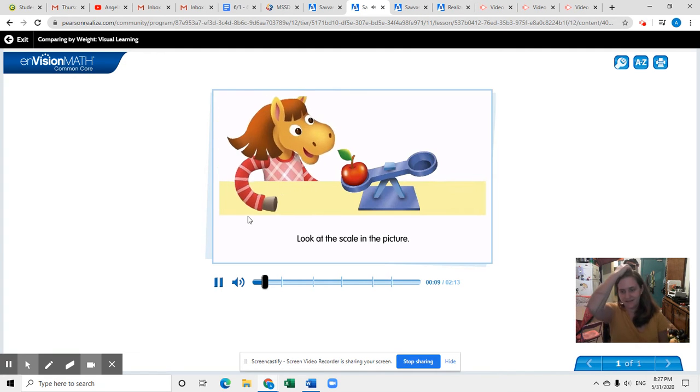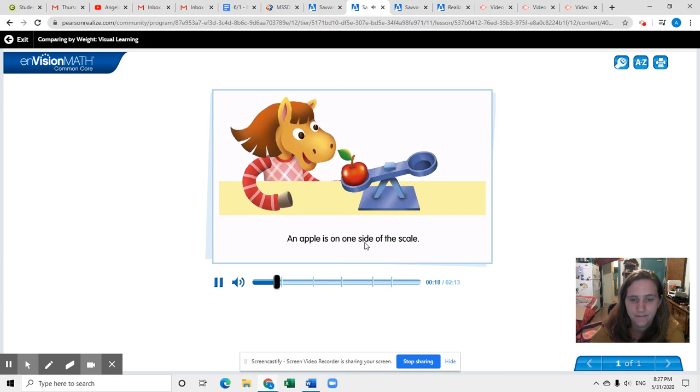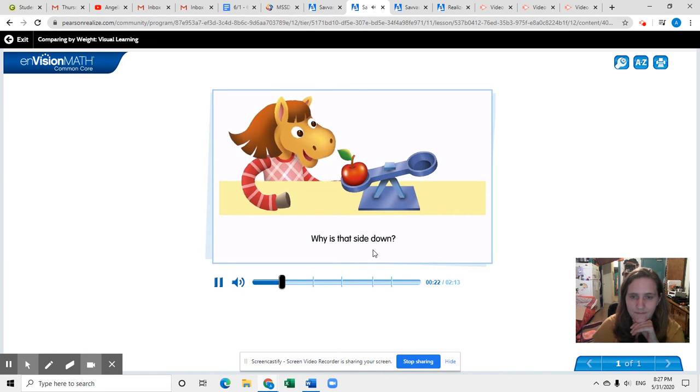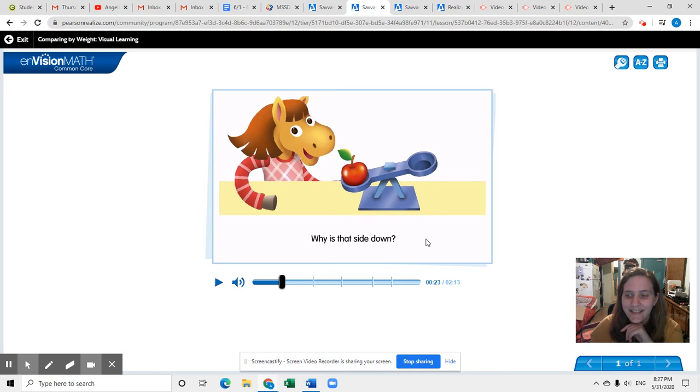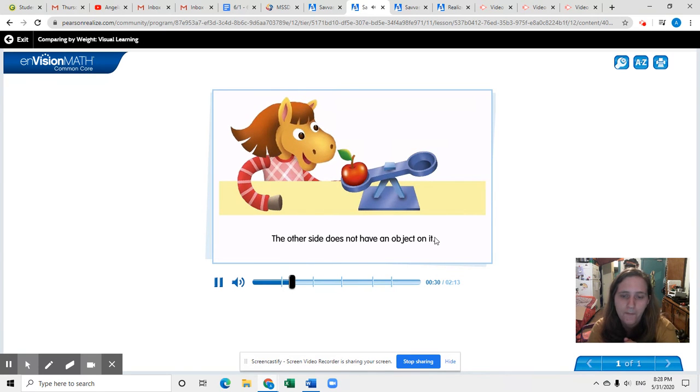Look at the scale in the picture. What is on one side of the scale? An apple is on one side of the scale. Why is that side down? Why did the scale go down on the side with the apple? Very nice thought. Let's see. It's down because the other side is empty. The other side does not have an object on it.